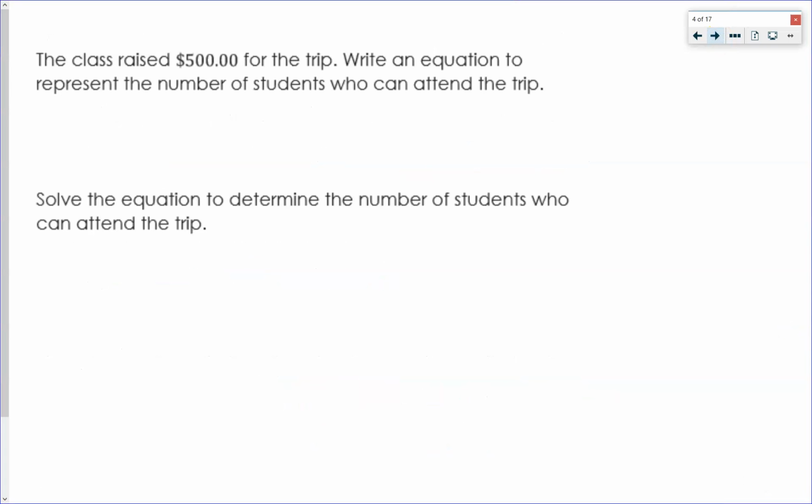The class raised $500 for the trip. Write an equation to represent the number of students who can attend the trip. So this is the total amount of money that was raised. So my total amount is here now. It's going to equal $150 for the bus plus $11 per kid for the skating rink.